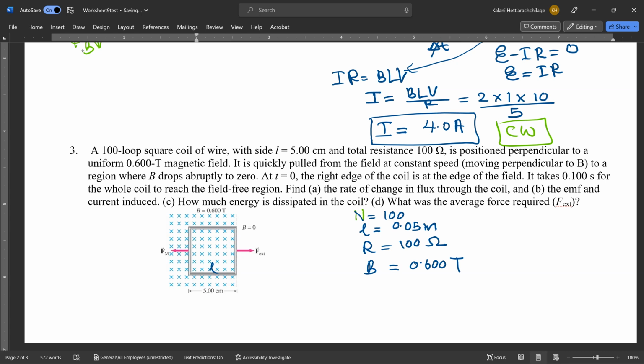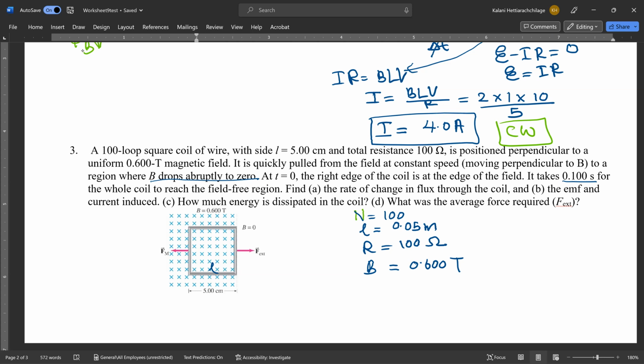Now this is a time dependent thing, right? It is quickly pulled from the field at constant velocity, moving perpendicular to B, to a region where the B drops abruptly to 0, right? At time equals 0, the right edge of the coil is at the edge of the field. After 0.1 second, the whole coil reaches the field-free region, right?